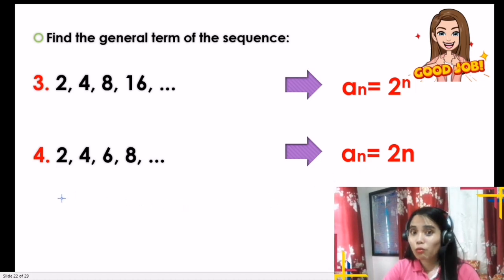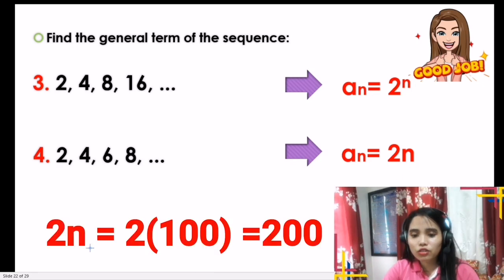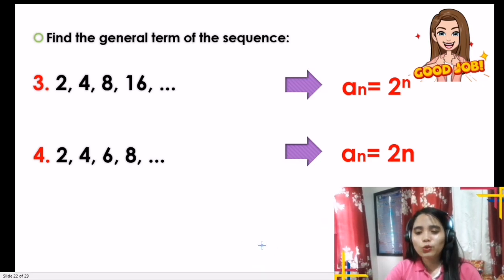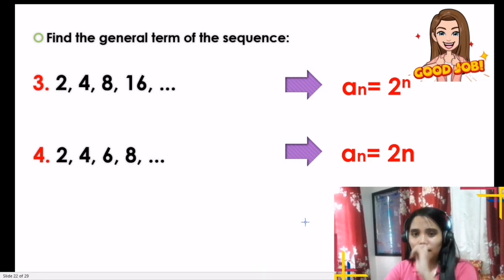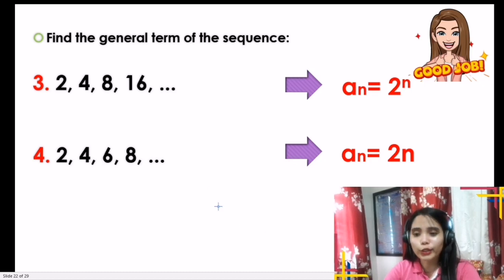So, diba, if 100th term, which means our n is 100. And then we will just substitute it here. Equals 2 times 100 equals 200. Imagine if i-continue mo yan until 200. Ang tagal. Okay? So, we have here the use of these general terms.